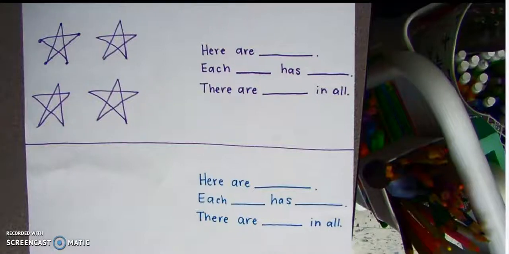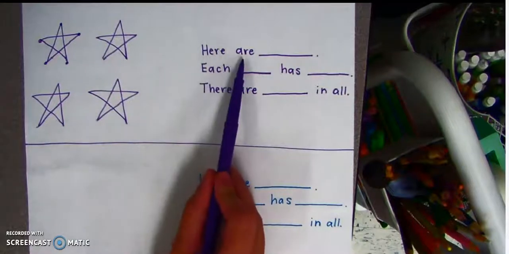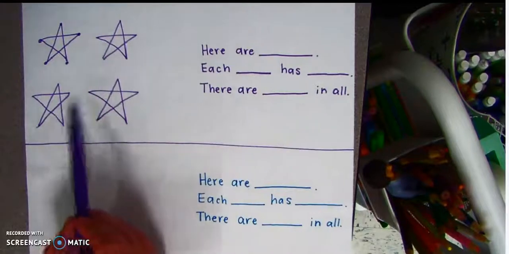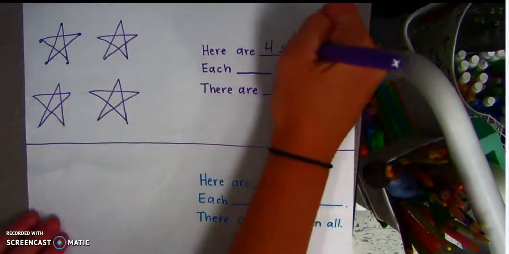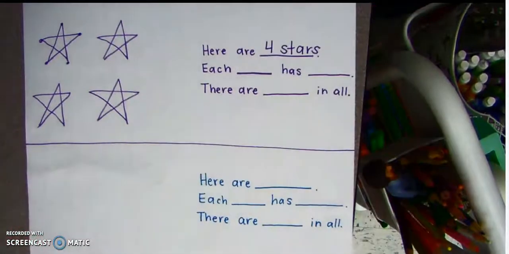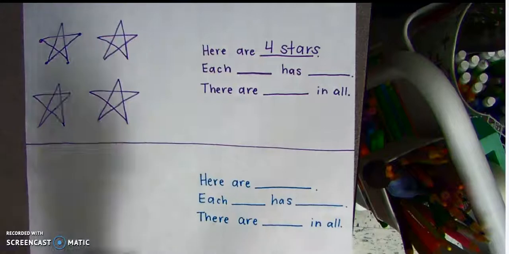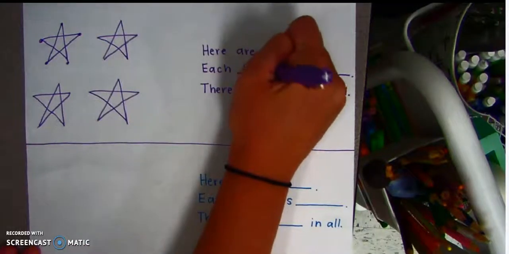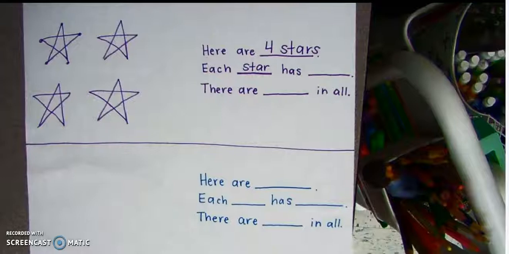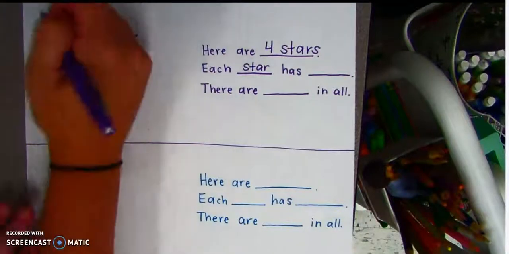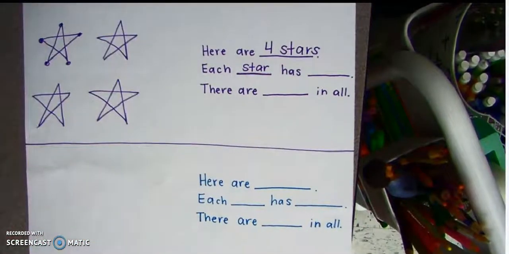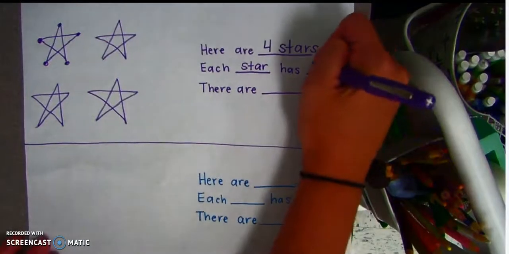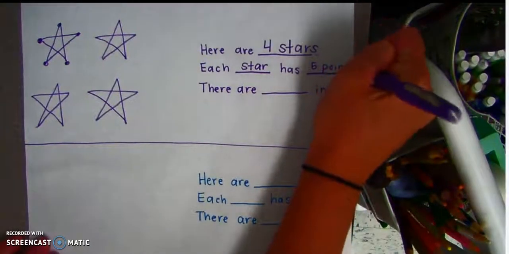When I describe my picture, I could say, here are 1, 2, 3, and 4 stars. So here are 4 stars. Those are my big groups. And then I think, well, each star has something. What does each star have? Well, each star has 1, 2, 3, 4, 5 points. So each star has 5 points.